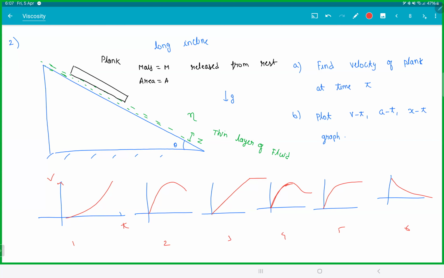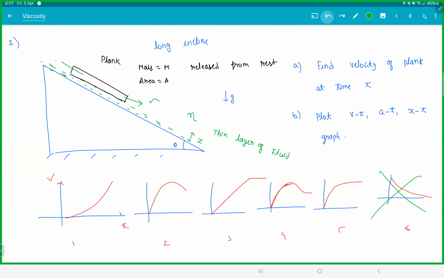First thing, you're starting from where? 0. So the graph should start from 0. That's basic information. This guy is gone. Remaining all are starting from 0. Next thing, think about the forces. What are the forces acting? Mg sine theta and viscous force.